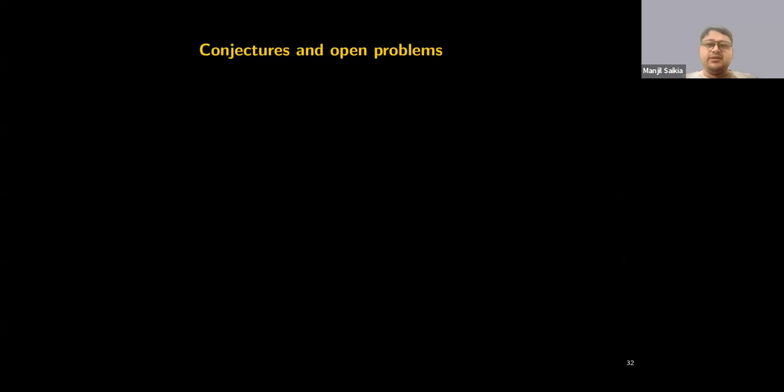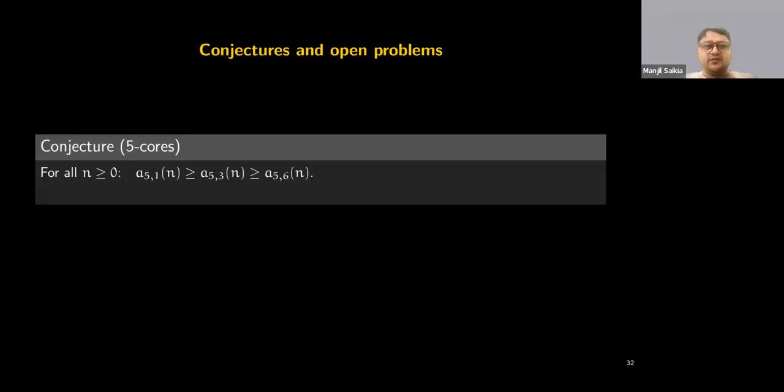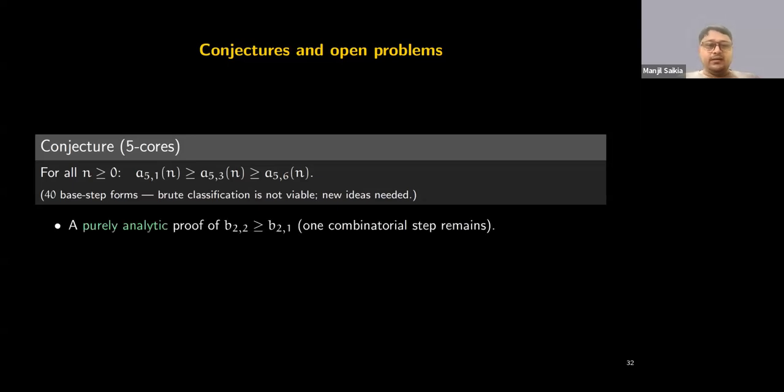And the reason is that the number of configurations really increases if we are going to 5 cores, 6 cores, and so on. So here is a conjecture for 5 cores. This is saying that the number of 1 hooks in 5 core partitions of n is greater than or equal to the number of 3 hooks in 5 core partitions, which is greater than or equal to the number of 6 hooks in 5 core partitions. Now, the problem with our approach is that this gives us 40 different forms. So brute classification is no longer viable, and we really need new ideas to show this kind of result.